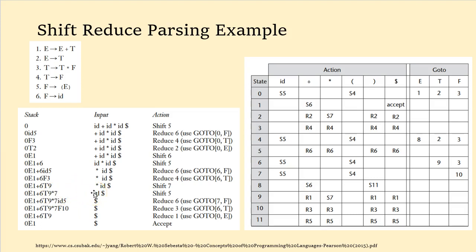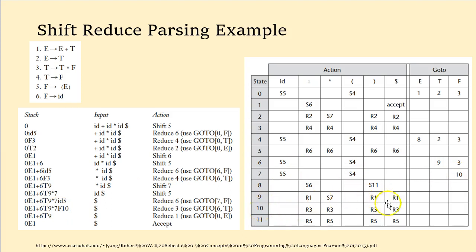Now I'm looking at ID. State 7, ID says shift 5, so now I've got 7 ID 5, and now I'm looking at the dollar sign, the end of string symbol basically. If I'm in state 5, dollar sign says reduce using rule 6. That means the ID gets turned into an F. I've pulled the ID and the 5 off the stack, so the 7 is exposed. And in state 7, if I push the F onto the stack, 7 F goes to state 10.